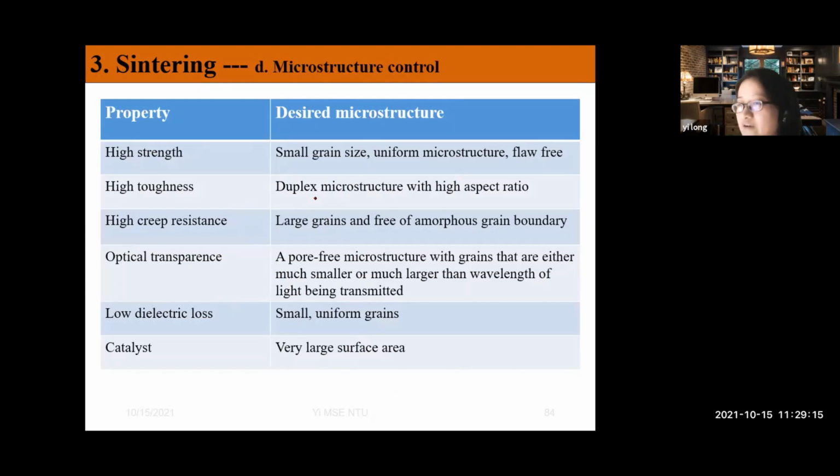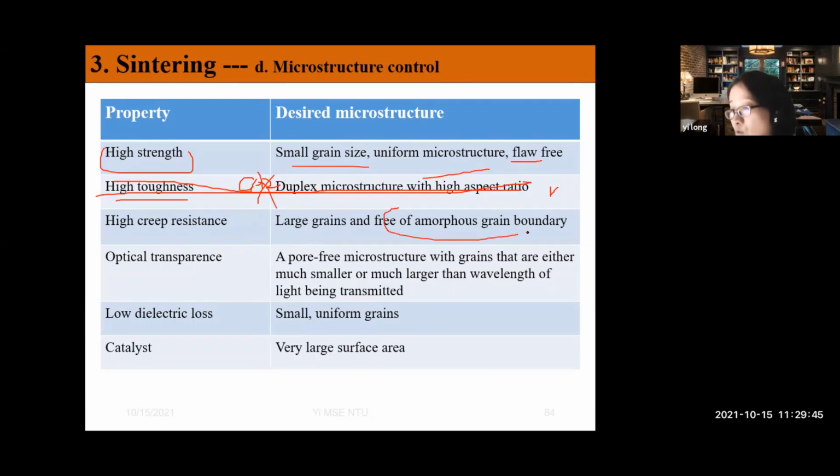So in order to have different properties, in the end we talk about dense, porous, all the structures. For example, if you want high strength, better you have a smaller grain size, uniform structures, no porosities. High toughness, maybe this one you didn't learn. Actually, you're going to learn it in week 4 and 5. At least in CA3, I'm not requiring it. CA2 is not required. For high creep resistance, large grains, and also please have free of amorphous grain boundaries, which means please make sure your grain boundary is not that disordered.